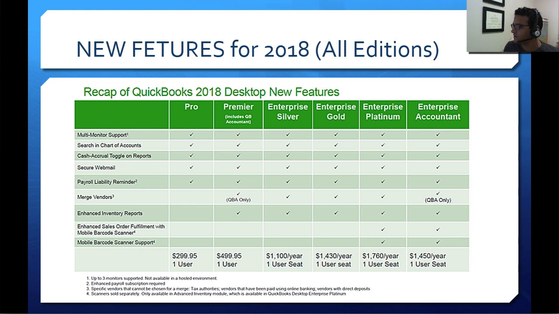Specifically, merge vendors is only going to be in QuickBooks Accountant and the Enterprise edition, and the enhanced inventory reports are only going to be available in Premier, Accountant, and Enterprise. And the new mobile phone support for the enhanced sales order fulfillment will only be available in Enterprise Platinum or Accountant Edition, which are the two highest versions in the Enterprise world. You can also see by the pricing, it gives you an idea more or less of what the investment is on the client side, or even yourself if you are going to get QuickBooks Desktop 2018.